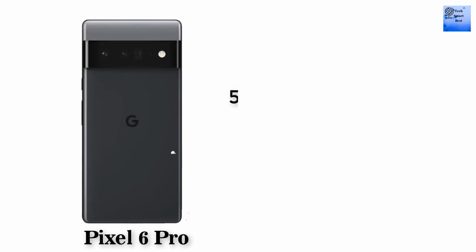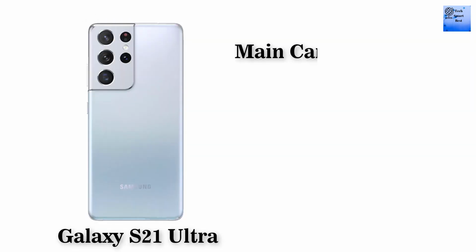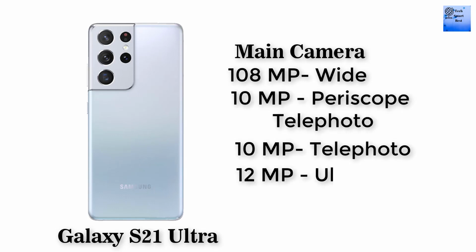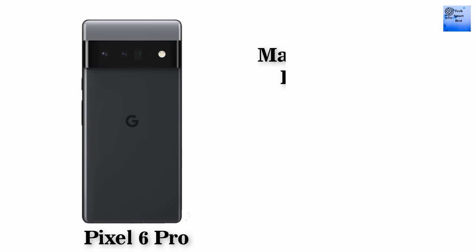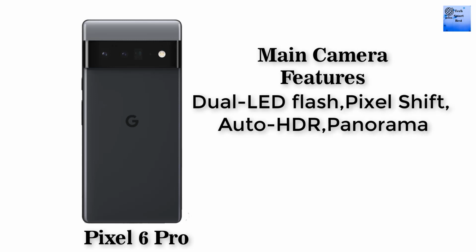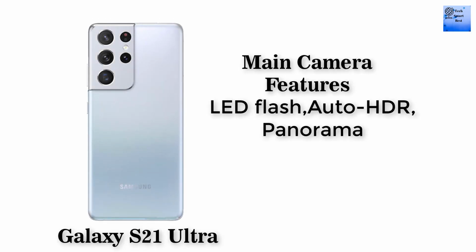The main camera of the Google Pixel 6 Pro has a 50 megapixel wide camera, 48 megapixel telephoto camera and 12 megapixel ultra wide camera. The main camera of the Samsung Galaxy S21 Ultra has a 108 megapixel wide camera, 10 megapixel periscope telephoto camera, 10 megapixel telephoto camera and 12 megapixel ultra wide camera. The features of the main camera of the Google Pixel 6 Pro are dual LED flash, pixel shift, auto HDR and panorama. The features of the main camera of the Samsung Galaxy S21 Ultra 5G are LED flash, auto HDR and panorama.